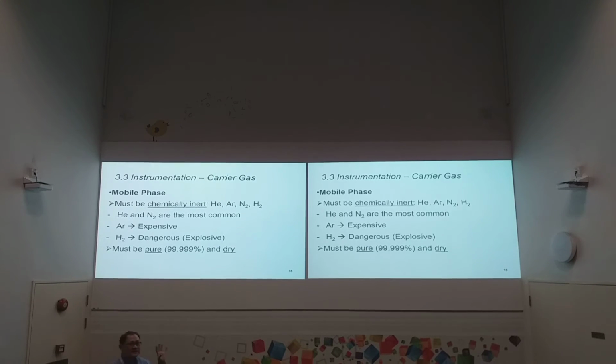Okay, so this is the injector. Then how about the column? The column is the stationary phase. We'll come back to this very soon. Then another important component in the system is the mobile phase.